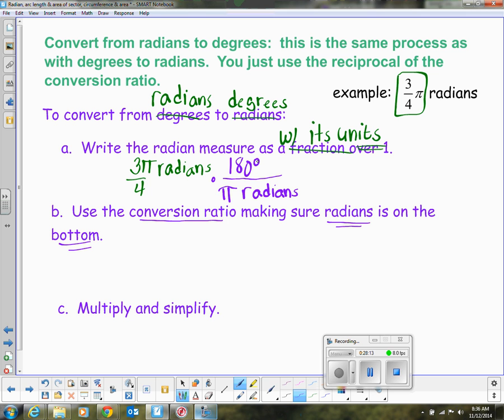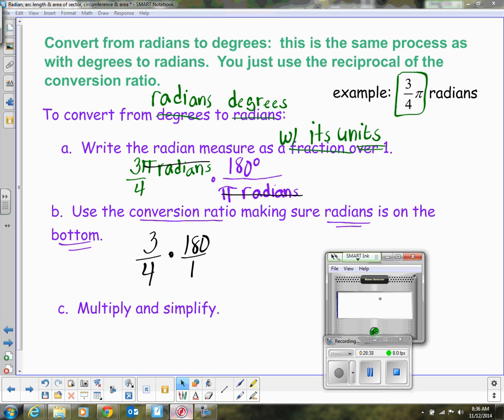Yes? Doesn't the pi radians cancel out there now? All right, the purpose of writing pi radians on the bottom is so that the pi radians here cancels with the pi radians there. At that point, we are now out of radian measure. So we have 3/4 times 180 over 1.